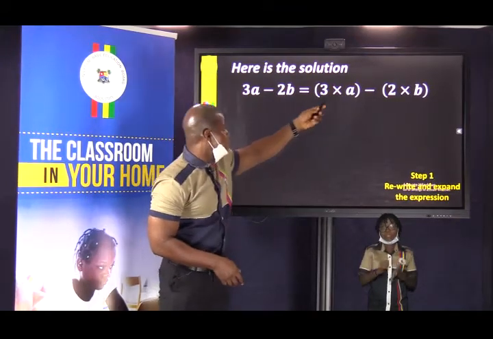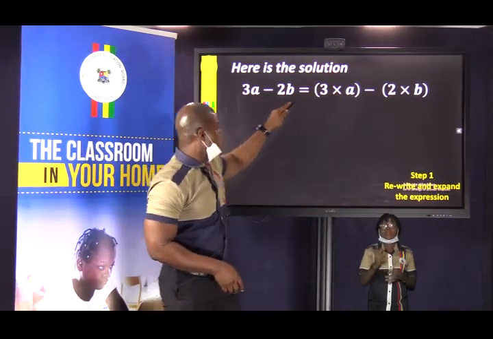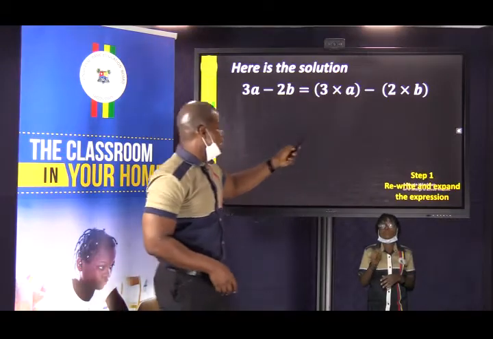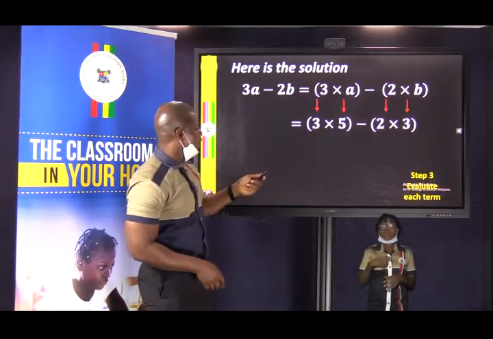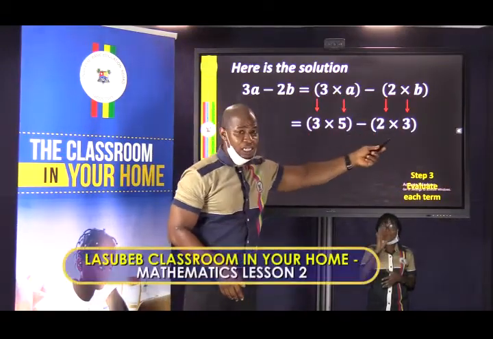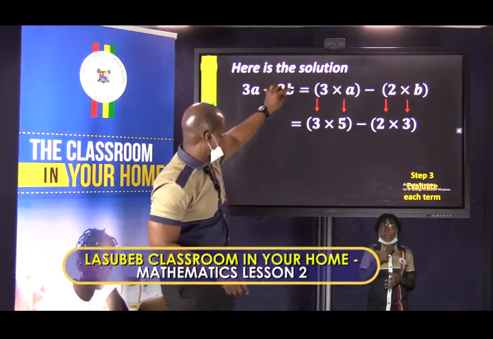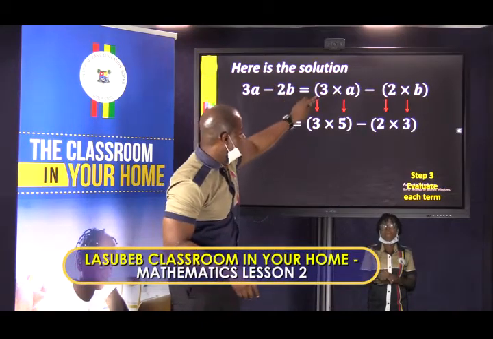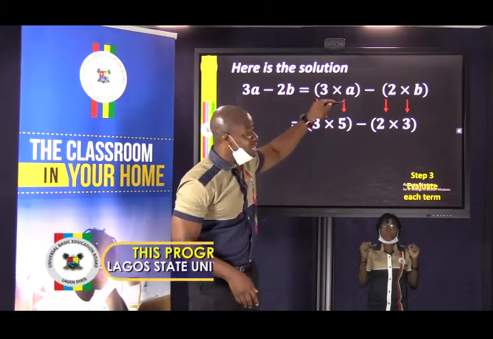So 3a means 3 times a. 2b means 2 times b. Then we are told that a is 5 and b is 3. So I just bring every other thing down. Equality sign comes down, 3 comes down, multiplication comes down, but I know that a is 5.